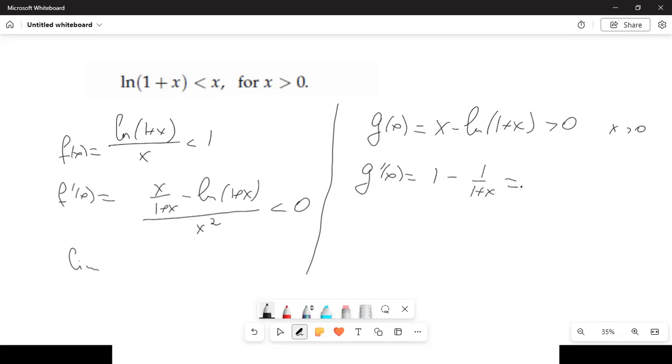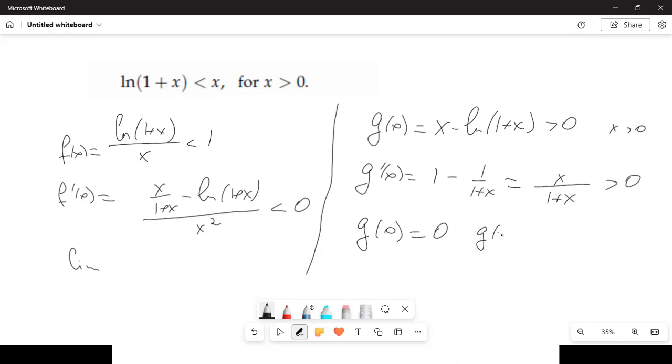If you bring this into common denominator 1 plus x, we have x divided by 1 plus x, which is strictly positive since x is positive. So g is increasing. And pay your attention that function g is well defined at 0. No need to calculate a limit here. g(0) is well defined. So g(0) is just 0.